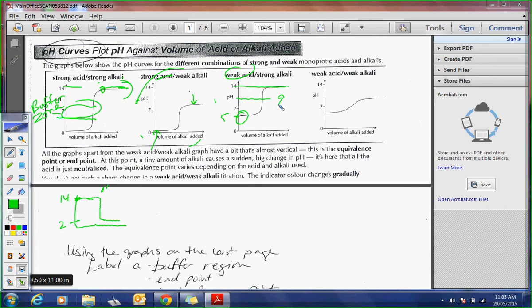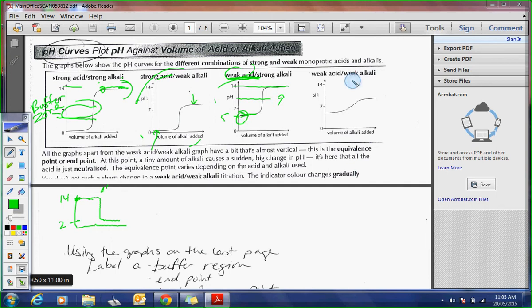What is that little hump? Just what happens. Doesn't matter? No, because it takes a second, because this is an equilibrium. So it takes a second for the equilibrium to adjust before it reaches a buffer zone. So that's just an initial influx of base.